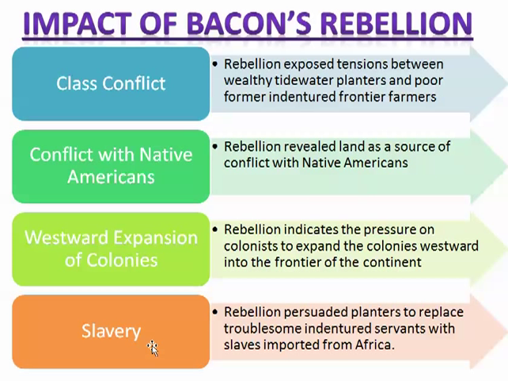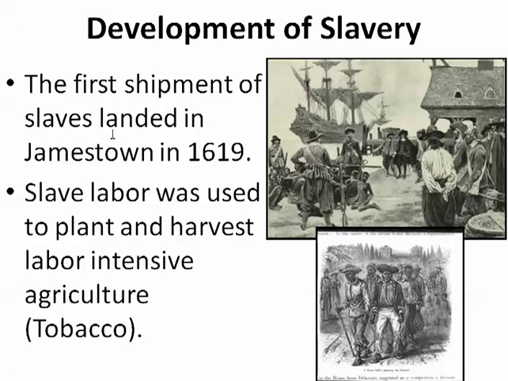Then in the late 1600s, Virginia is going to pass a law in the House of Burgesses that says African slaves will be in bondage, bonded to labor for the rest of their life. Not only them, but their children and their grandchildren, and on and on. So slavery ingrains itself, this, quote, peculiar institution of the South, develops. The first shipment of slaves landed in Jamestown in 1619, and slave labor was used to plant and harvest labor-intensive agriculture, especially tobacco.